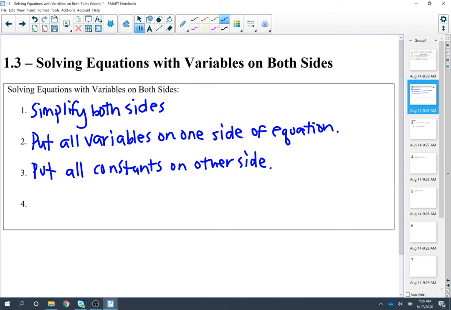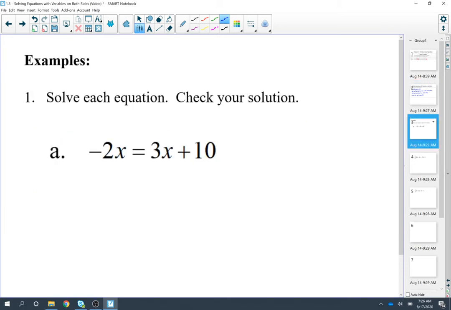And then number 4, solve for the variable. Those are the 4 steps we're going to try to follow. Now let's take a look at what that actually looks like.